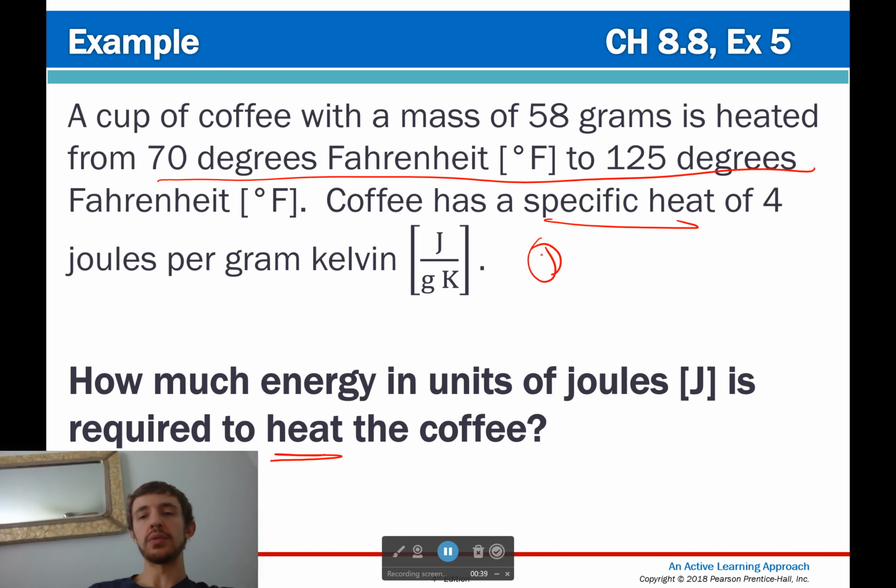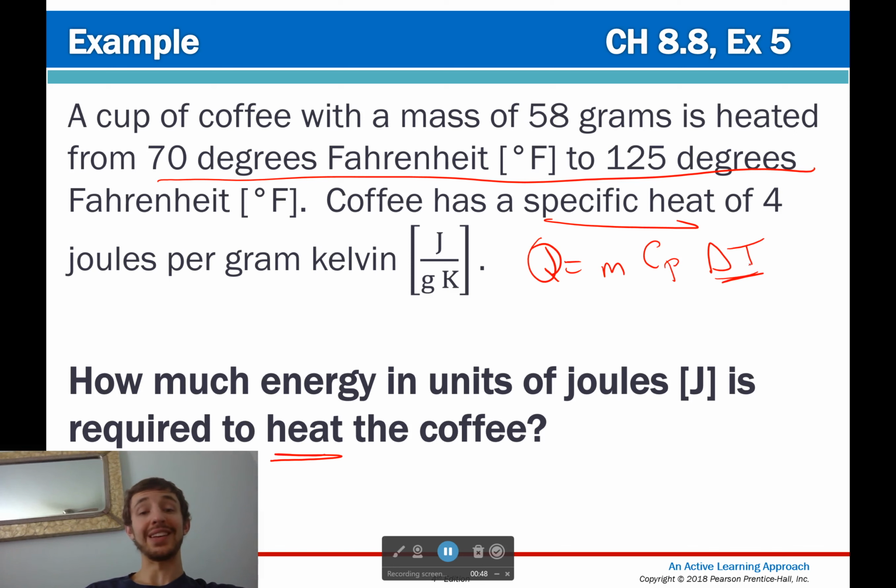Well, it is Q is equal to M, which is the mass, Cp, which is specific heat, times change in temperature. Change in temperature is the important thing here. It's not temperature, it's change in temperature. And look for that, we have two temperatures, we can figure out temperature change.